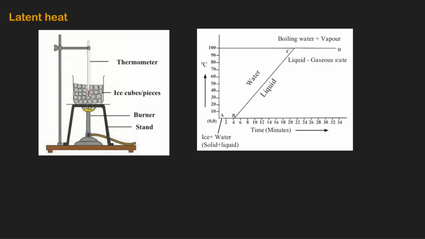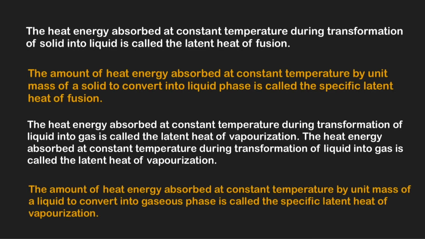So we have the same situation at points C and D. Below the point C, the water is in liquid phase. After some heat energy is given to that liquid at boiling point, the liquid absorbs energy, but its temperature is not changed, but its phase will change. Now it is not in liquid form, it becomes gaseous form.